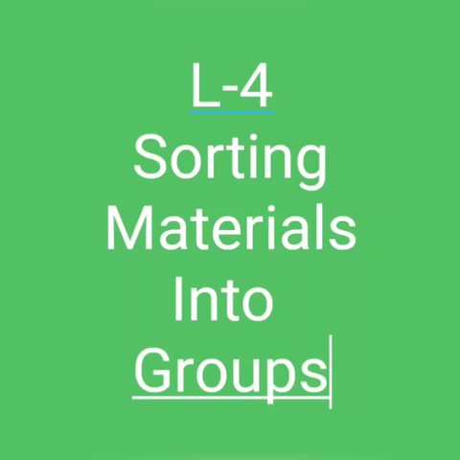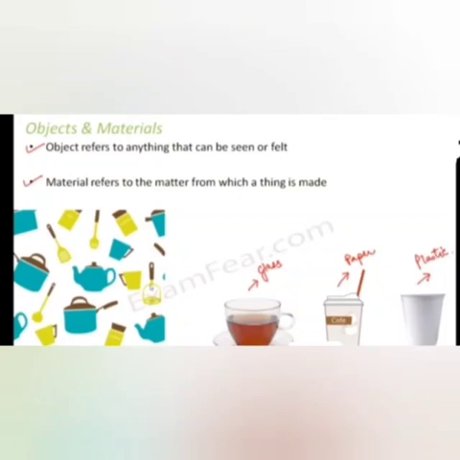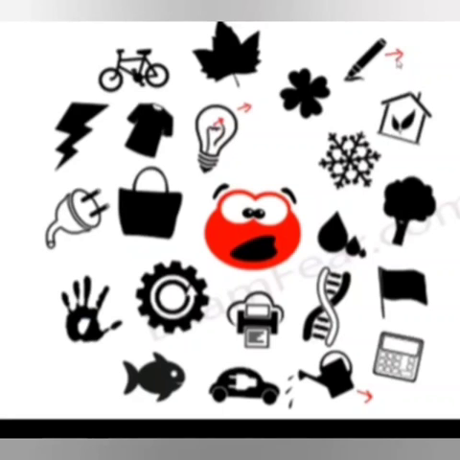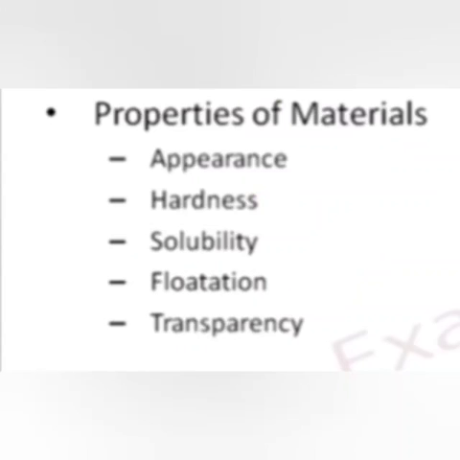Now I am explaining the difference between an object and a material. Object refers to anything that can be seen or felt. I see a glass, cup, pressure cooker, spoon. These are all objects. Now materials. Material refers to the matter from which a thing is made. Basically, objects are made up of materials. For example, a glass object is made up of plastic. A cup is made up of glass.